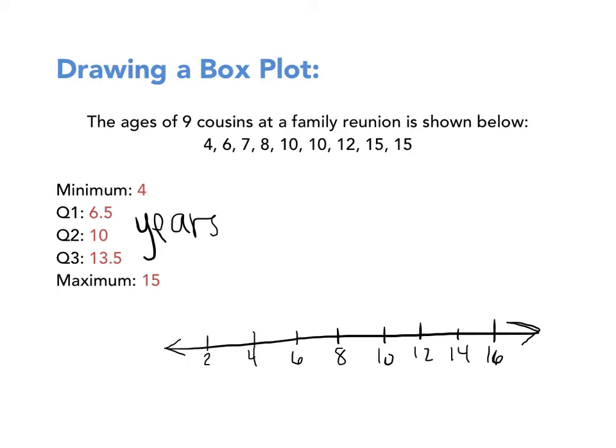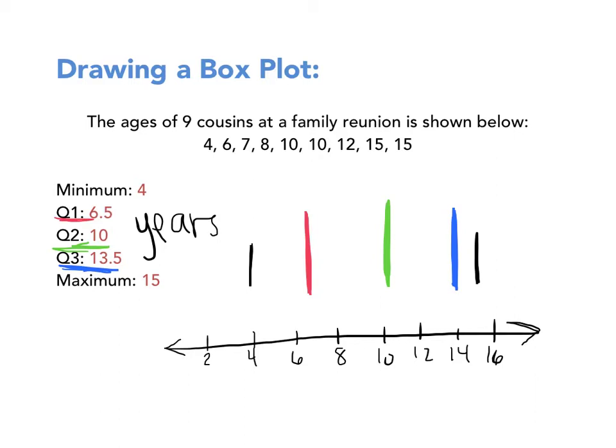So 4, 6, 8, 10, 12, 14, 16, and you can go by whatever scale you want to fit your data in. And the first thing I'm going to do is mark my minimum at 4 with a line and mark my maximum at 15 with a line. Now my Q1, I'm going to put that in a red line. I draw a line at 6.5, so that's going to be right about there. And I'm going to draw my Q3 with a line. It's going to be at 13.5, so right about there. And then I will draw my median, and I'll do that in green. And my median's at 10, so I'm going to draw another line right about there.